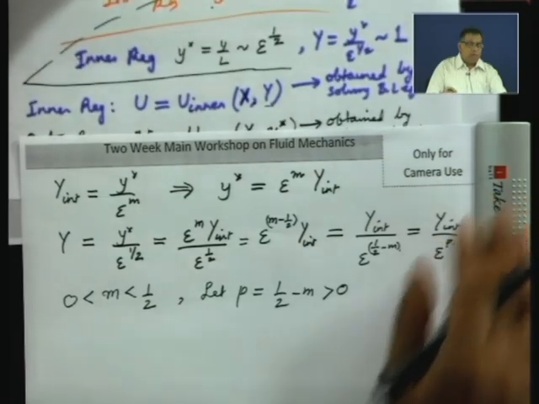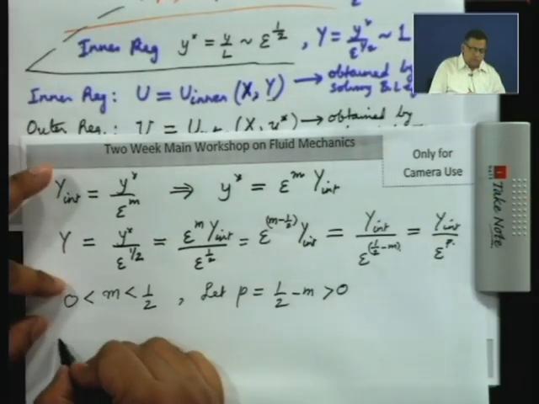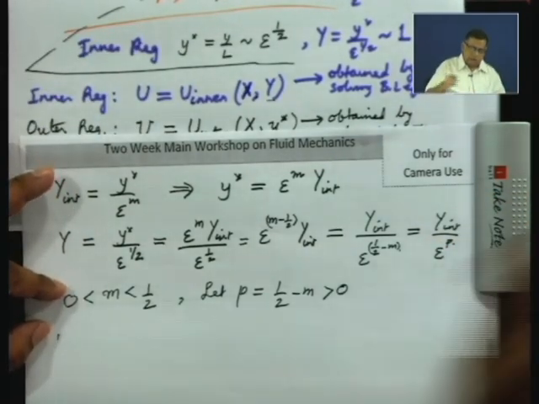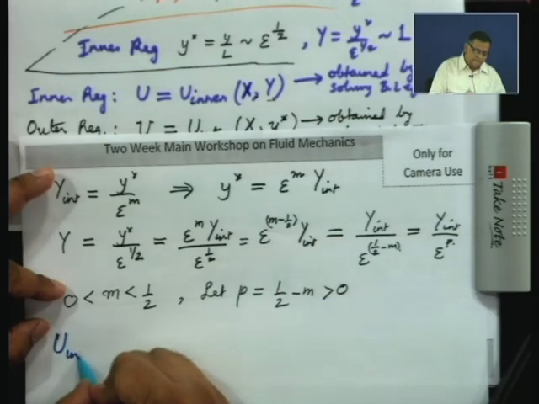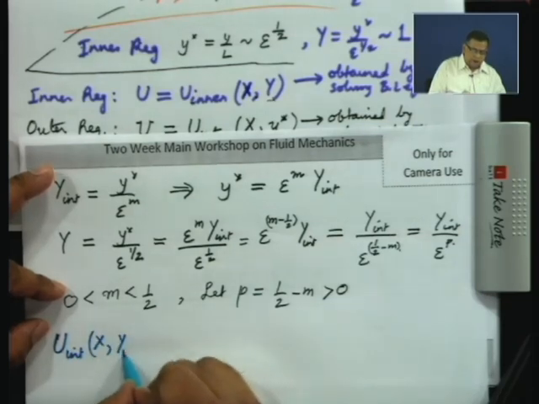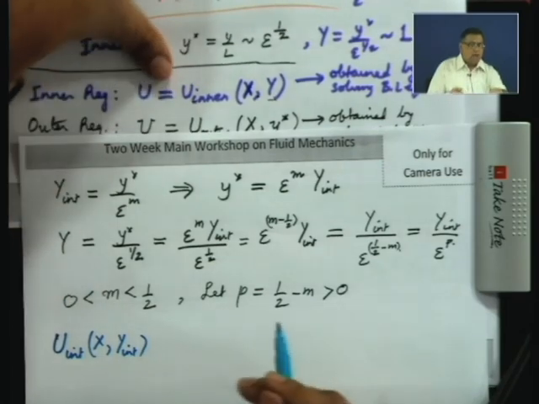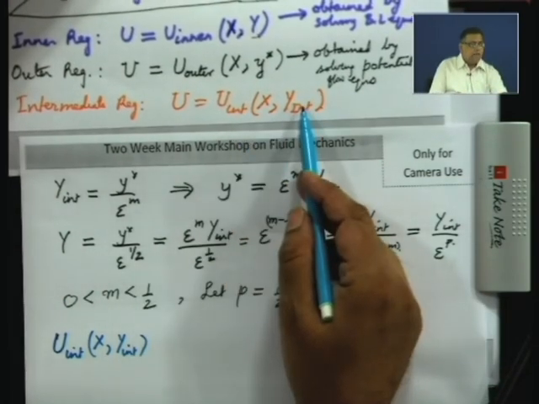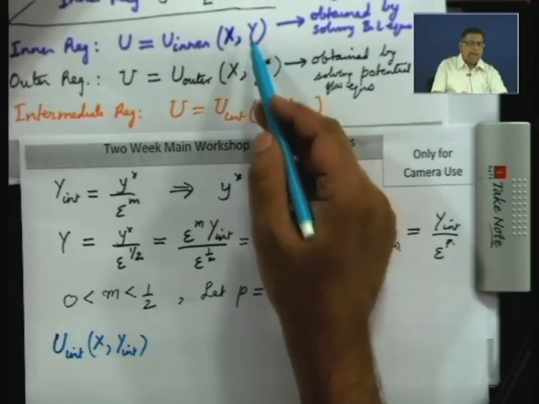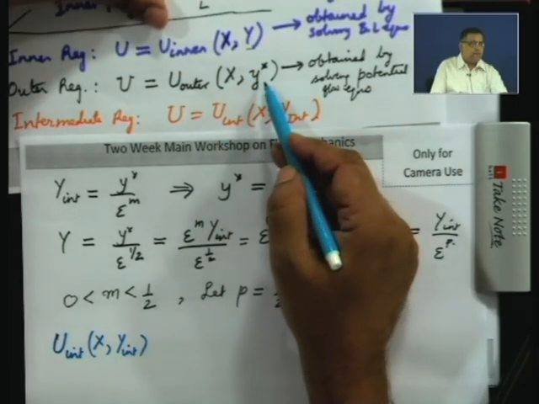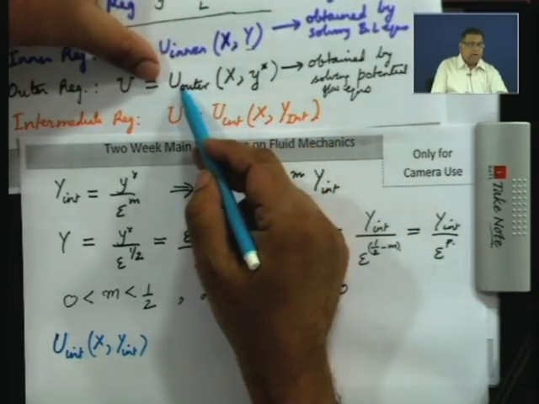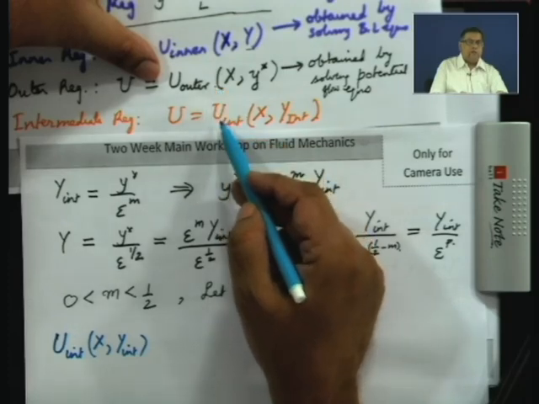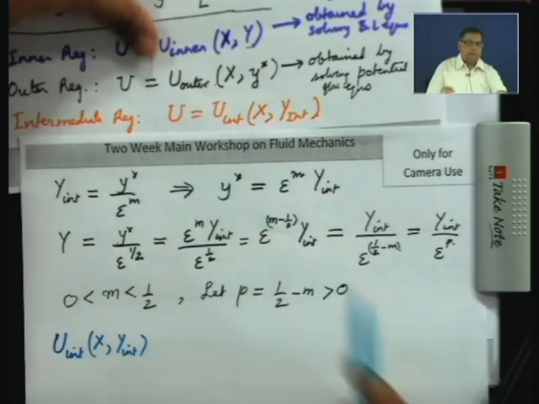Now, what I want to do is express u intermediate of capital X and y intermediate. That is, I want to find this function without solving the equations, but by taking, say, the outer flow equations. So, as I said, the outer flow function u outer is going to be a valid approximation for this.